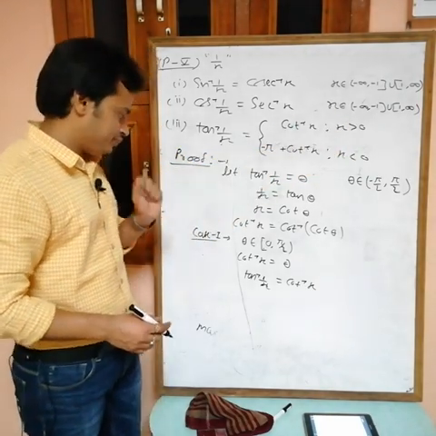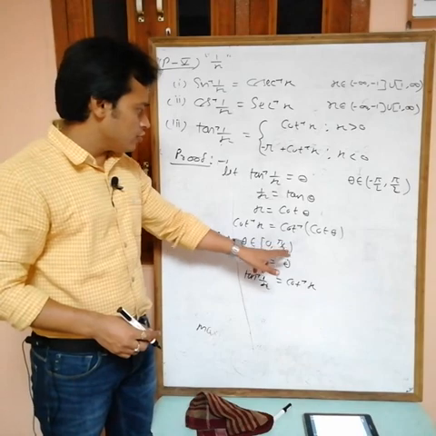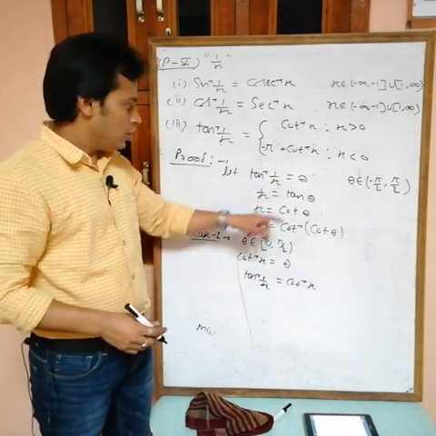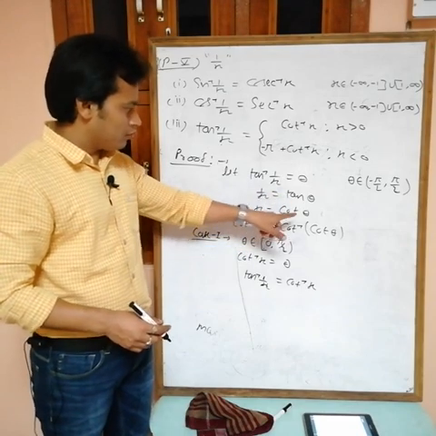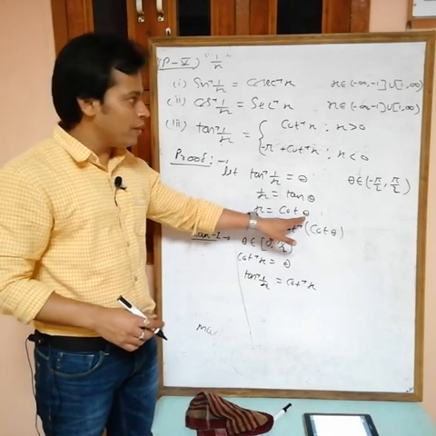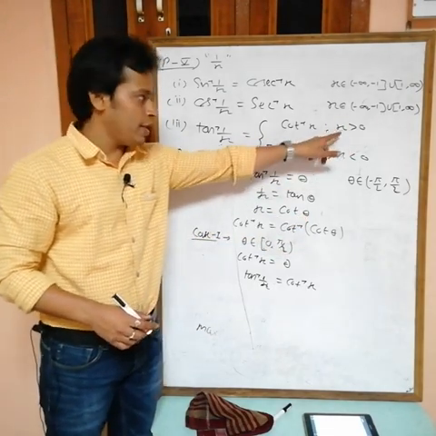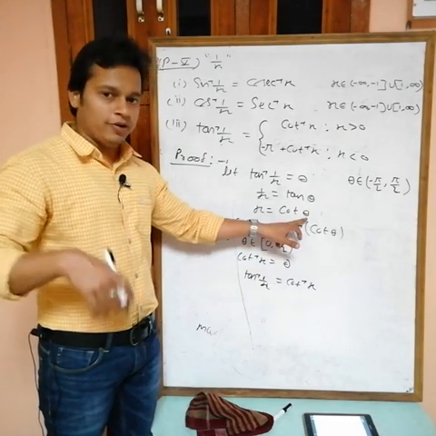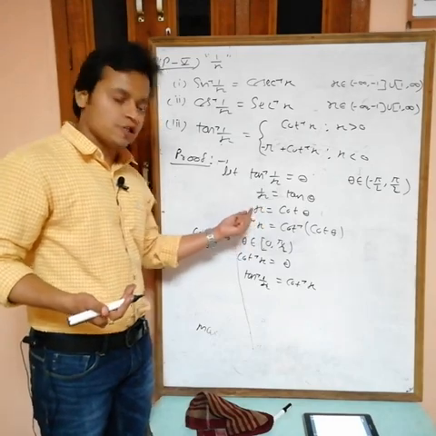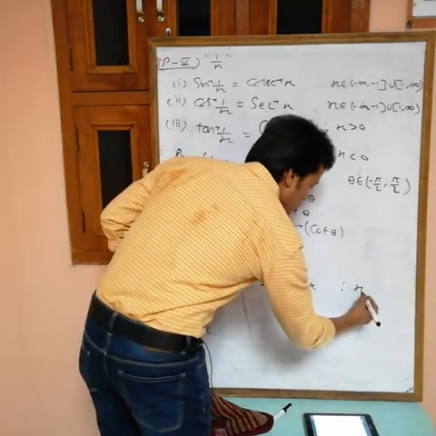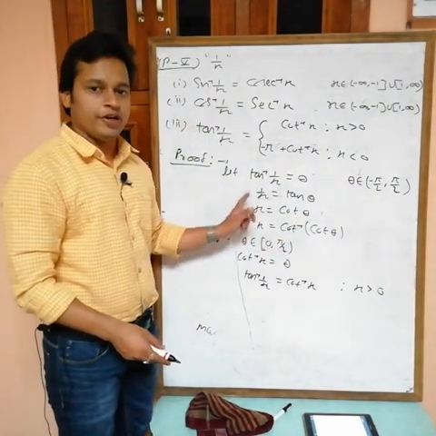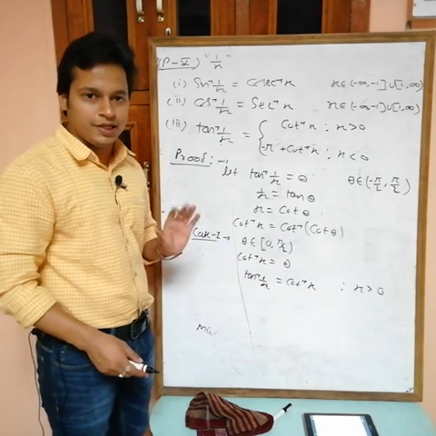But how can you get the condition for x? That is simple. Theta is from 0 to pi by 2, and I want the condition for x. Theta from 0 to pi by 2 means first quadrant, so cot theta is positive. Cot theta positive means x is positive. So the condition for x is x greater than 0. Theta from 0 to pi by 2, then cot theta is positive, which means x is positive. It is clear?